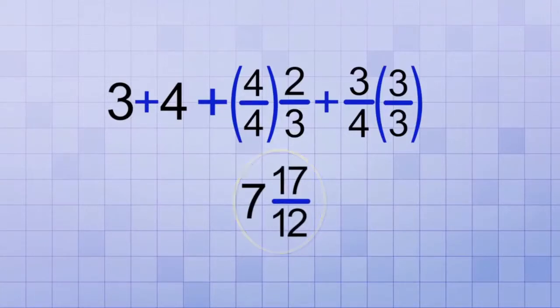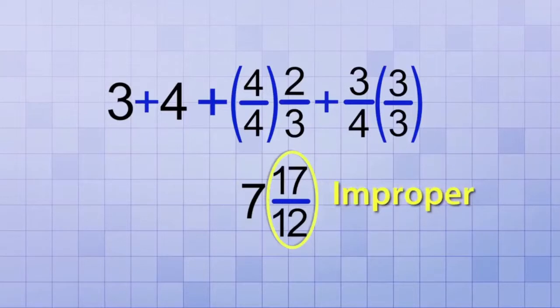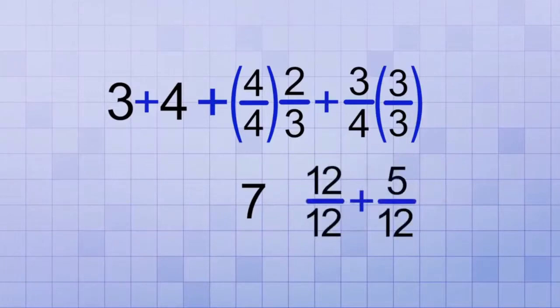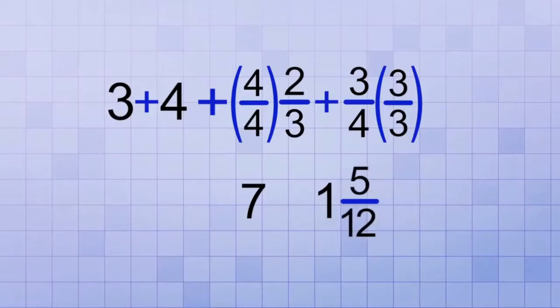But once again, the fraction part is improper, so we have to simplify it because its value is greater than 1. 17 over 12 is the same as 12 over 12 plus 5 over 12, which is the mixed number 1 and 5/12. We need to add that 1 to our whole number part.